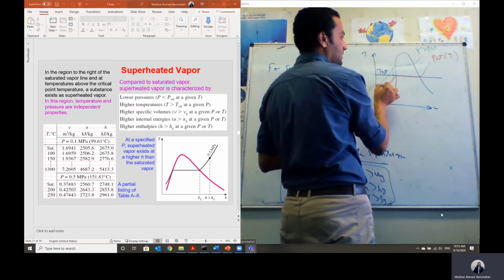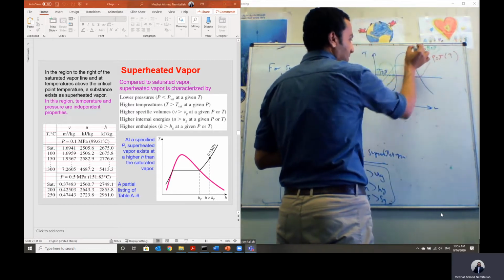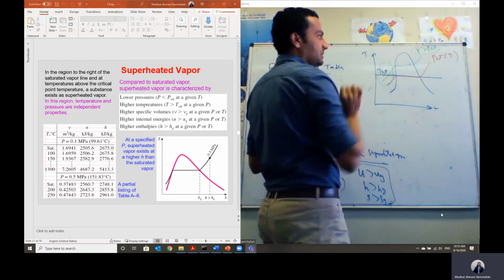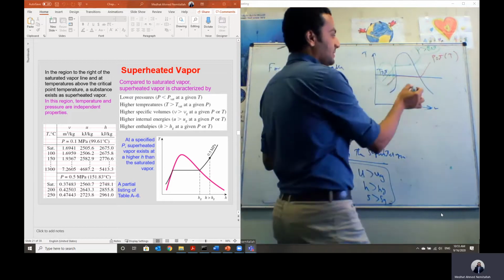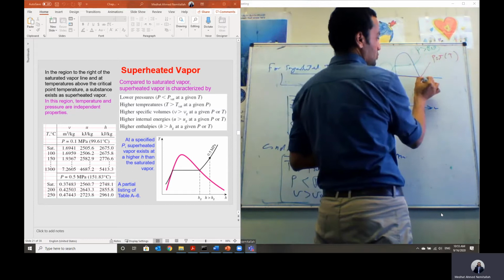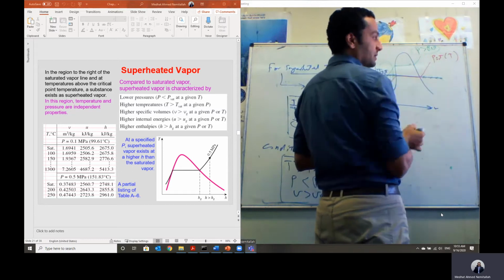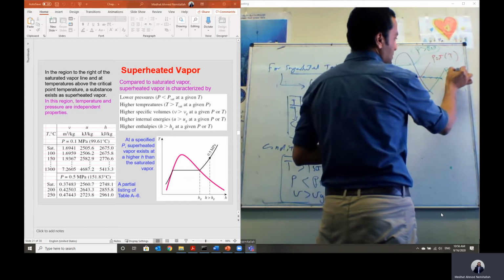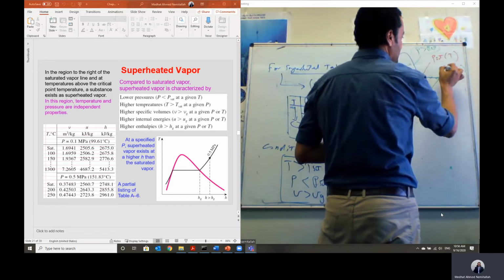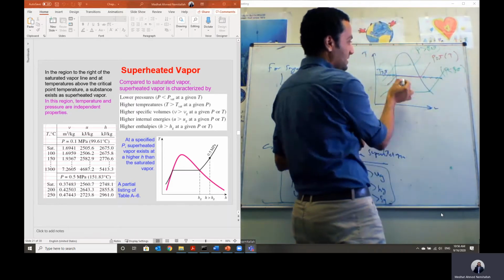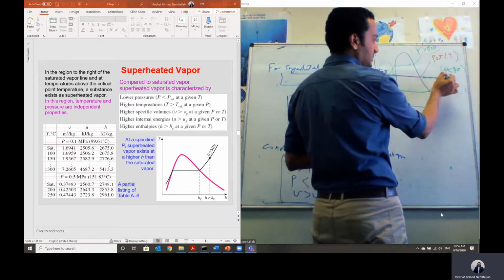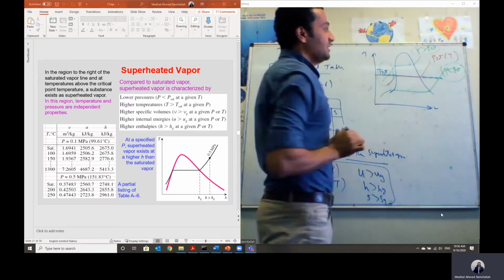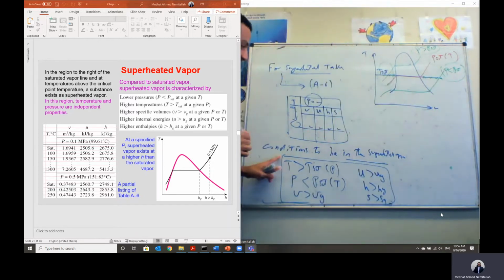So to be in the subcooled region, the pressure at any point at a given temperature should be greater than P saturation. But here at this given temperature, to be in the superheated zone, any point here should have a pressure, this is the line of pressure, that is less than P saturation. This is the saturation pressure at this given temperature. So any point here will have pressure that is less than P saturation, and this is the condition to be in the superheated zone. Pressure should be less than P saturation at a given temperature.